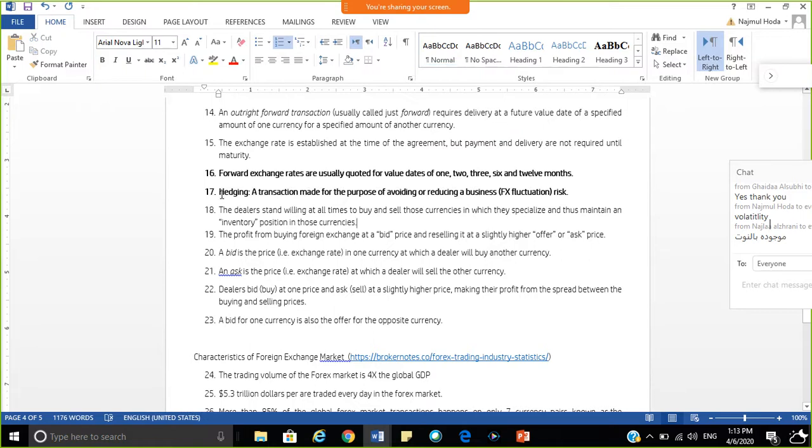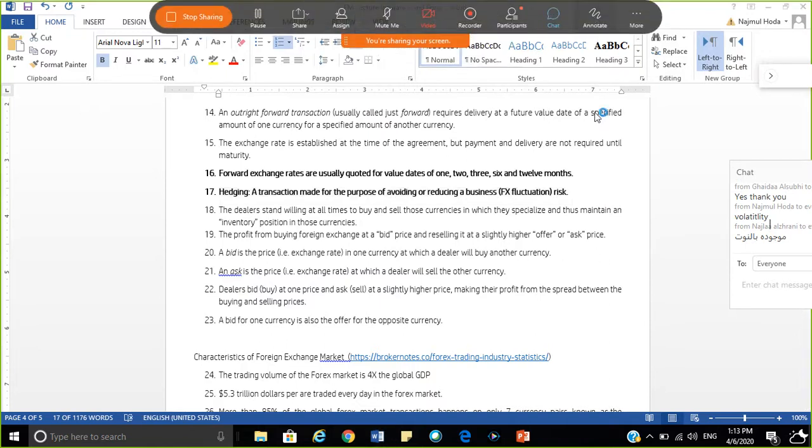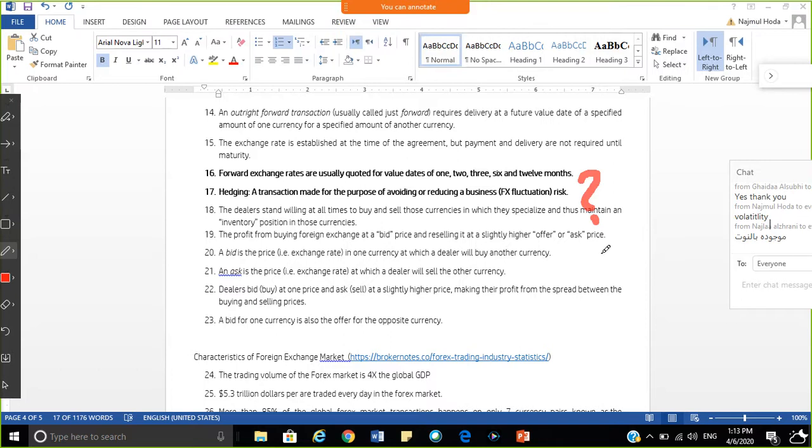More details you can read. This is a big topic. Hedging is a full topic to learn how hedging is done, what the risks are, how to manage the risks in hedging, etc. Then let us look at this point number 19.